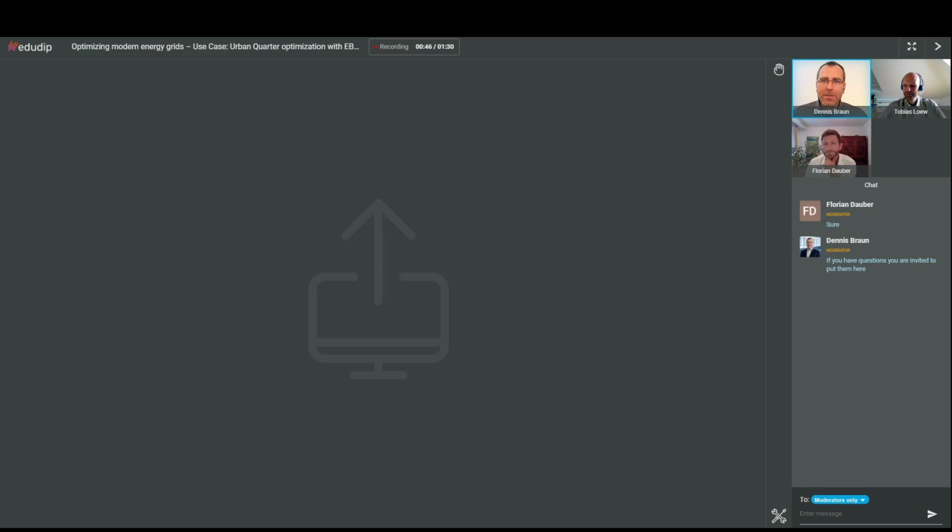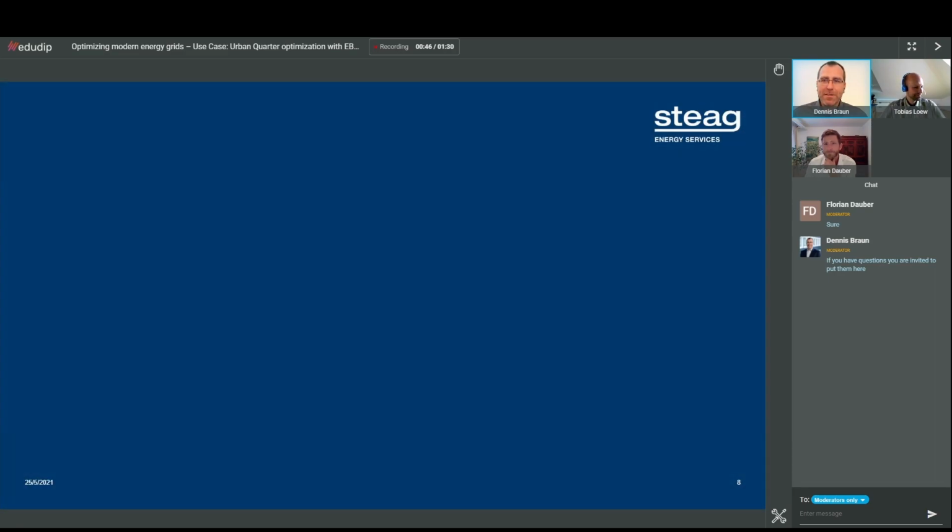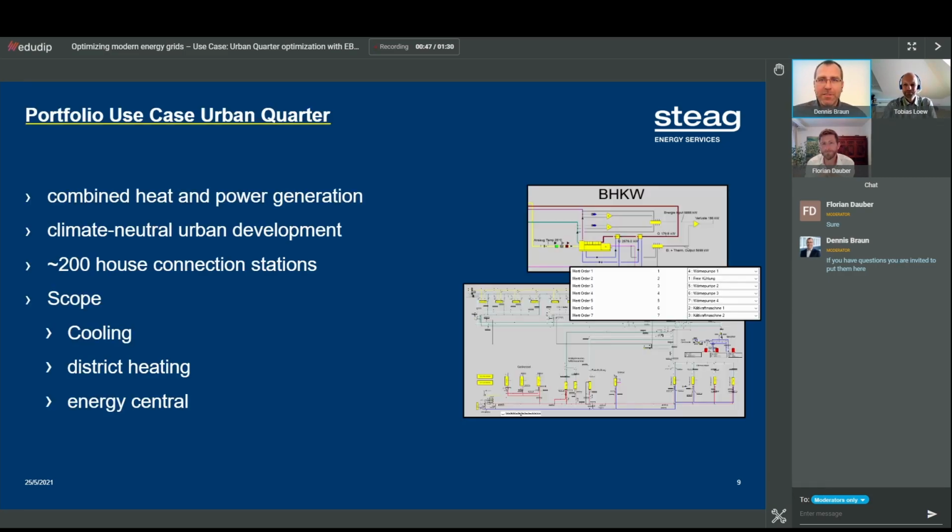Now let us go to the urban quarter. Let us now go to the urban quarter example. And Florian, if you don't mind, I will give a quick overview, and then you can really go into detail there. But I think it's important to see what the scope was and why that was a difficult thing, and why you would ask Tobias and his colleagues for advice there.